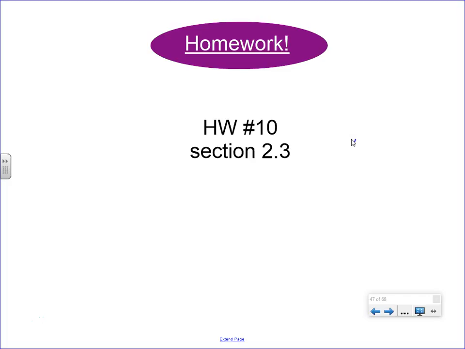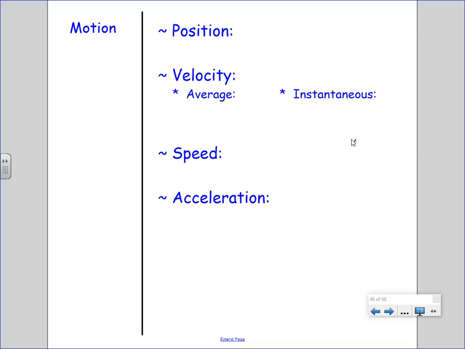So, we're done with section 2.3. Let's go ahead and just take one page, because some of you guys have been needing this, and I wanted to get through acceleration before we did it. Let's summarize what we know about motion, okay?